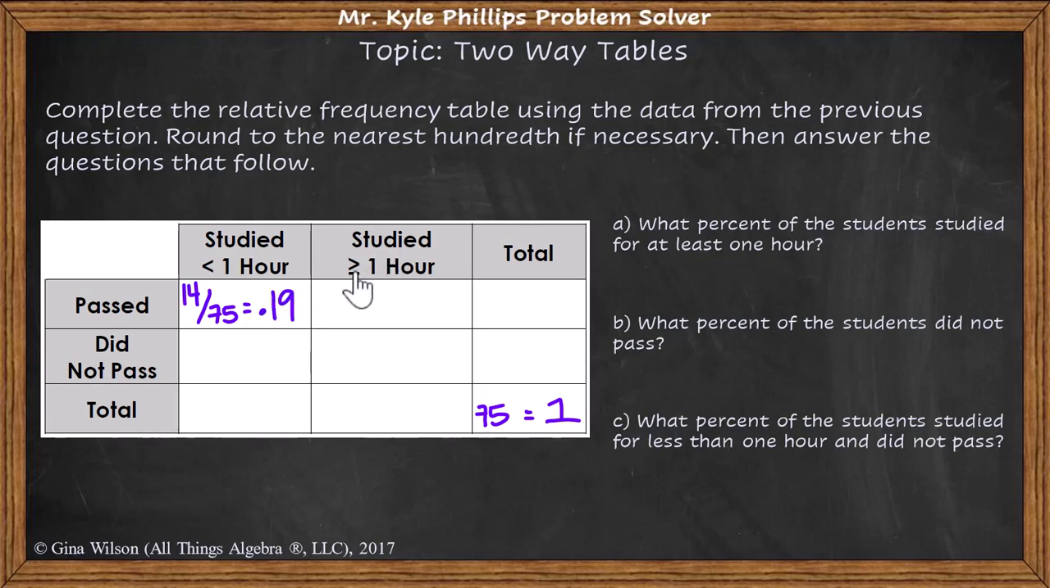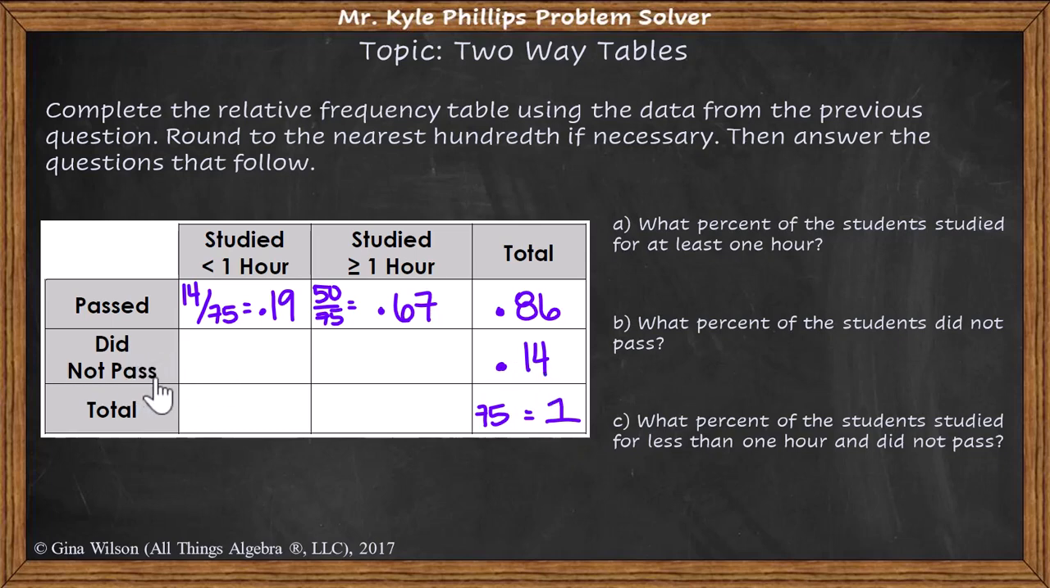How many studied for at least an hour or more and passed? That number was 50. So we'll take 50 and divide it by 75. And that's going to give us 0.666, or here we could just say 0.67. Now here I would add these two numbers. So I have 0.19 plus 0.67, and that's going to give me 0.86. Now I already know what this needs to add to give me 1, so we already know this should be 0.14.